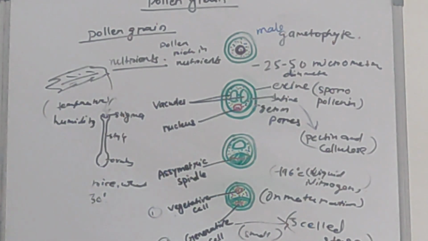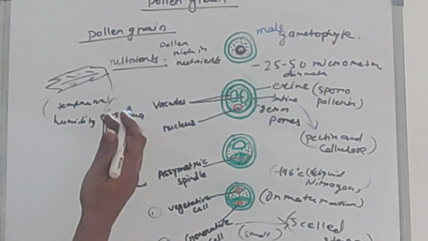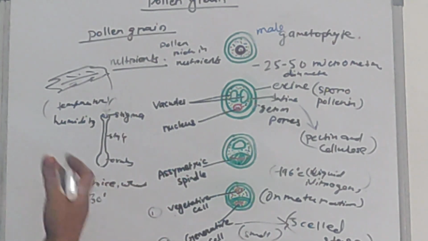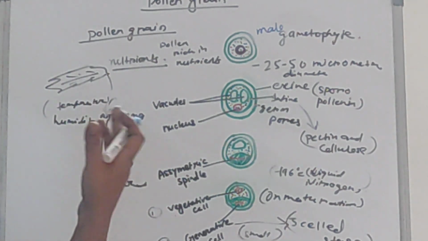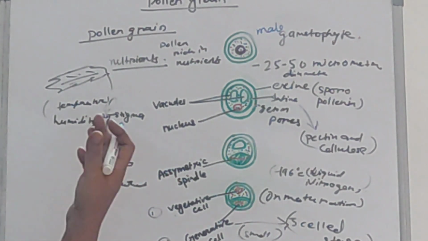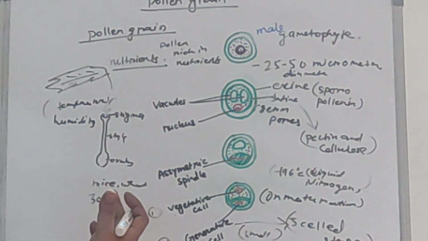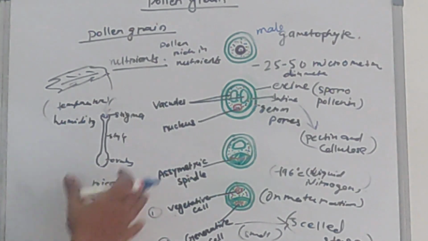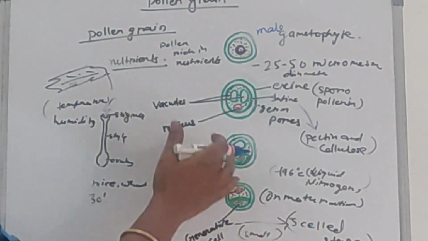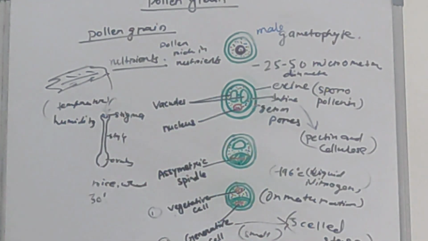So you know that over 60% of angiosperms means the flowering plants, whose seeds will be enclosed. In these 60% of angiosperms, the pollen grains are shed at this two-celled stage.